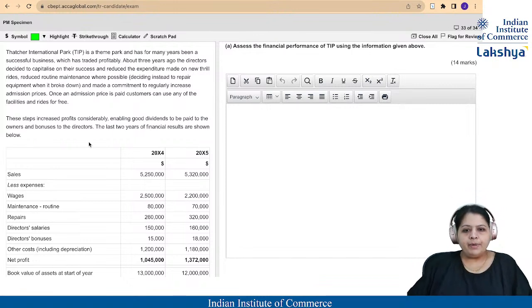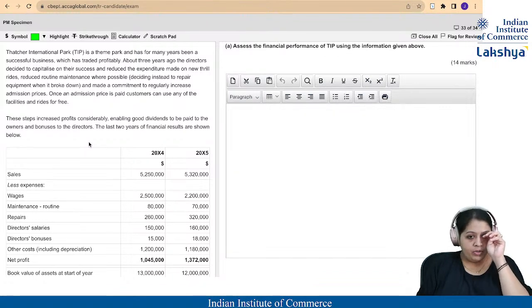Thatcher International Park is a theme park and has for many years been a successful business, which has traded profitably. About 3 years ago, the directors decided to capitalize on their success and reduce the expenditure made on their new thrill rides, and reduce routine maintenance where possible.